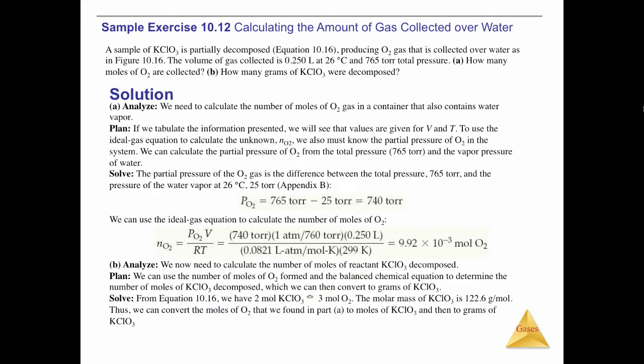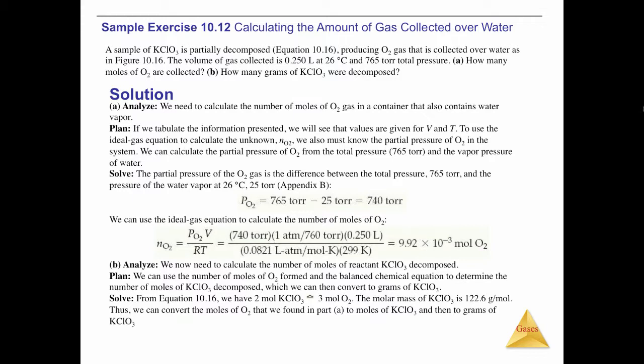Sample exercise 10.12. Calculating the amount of gas collected over water. A sample of KClO3 is partially decomposed, producing oxygen gas that is collected over water as in figure 10.16. The volume of gas collected is 0.250 liters at 26 degrees Celsius and 765 torr total pressure. How many moles of oxygen are collected and how many grams of KClO3 were decomposed?